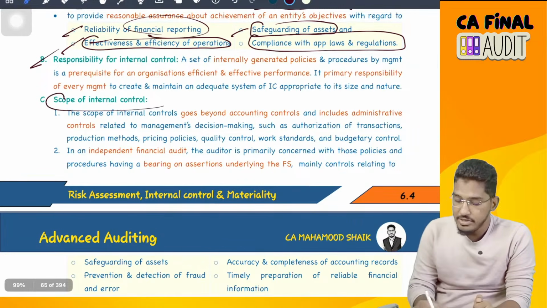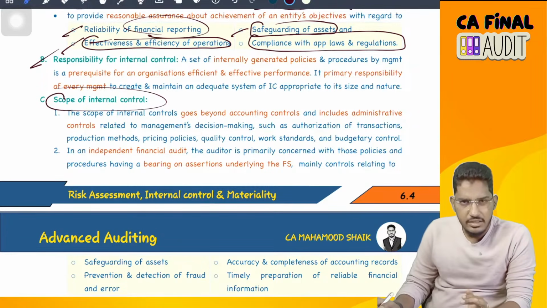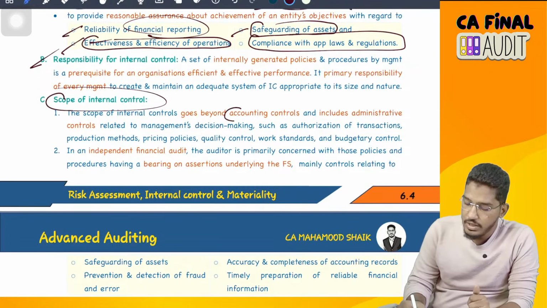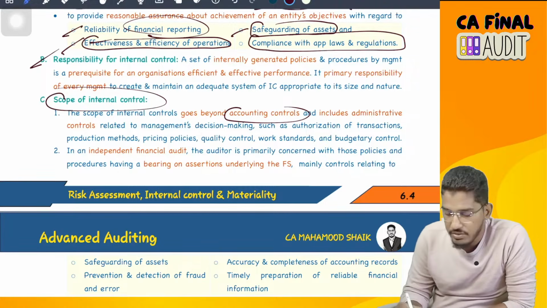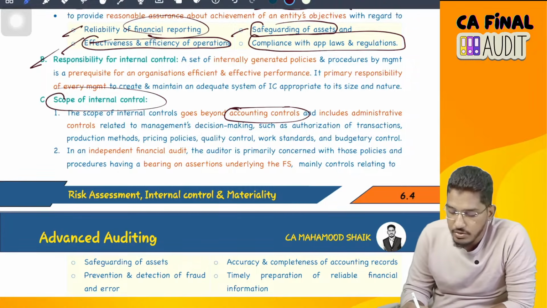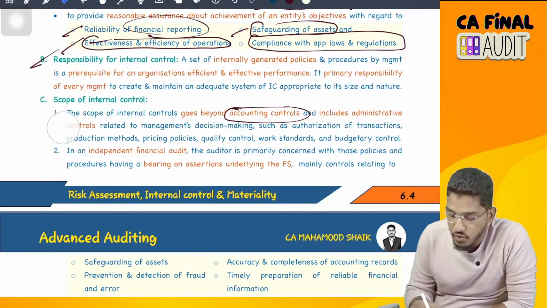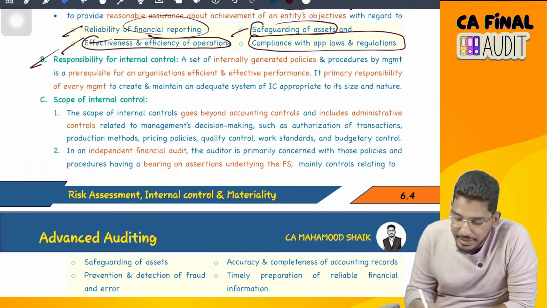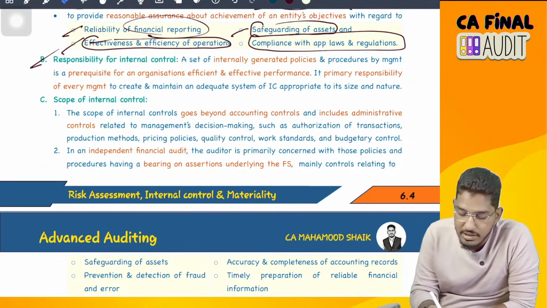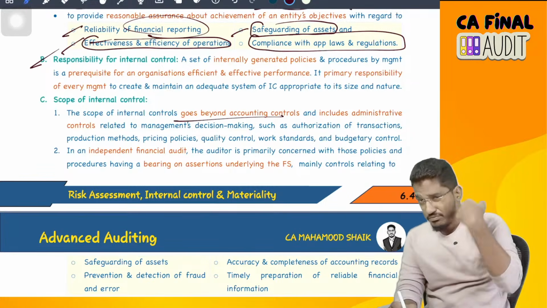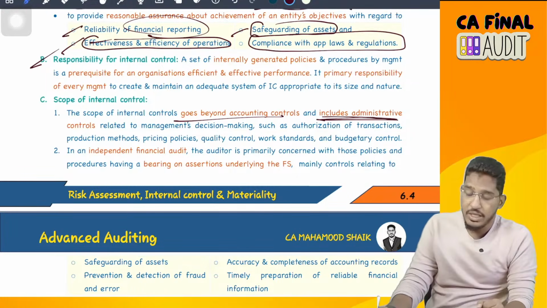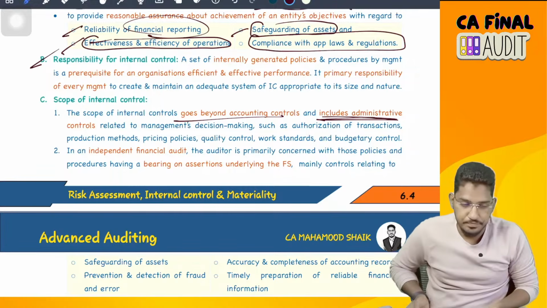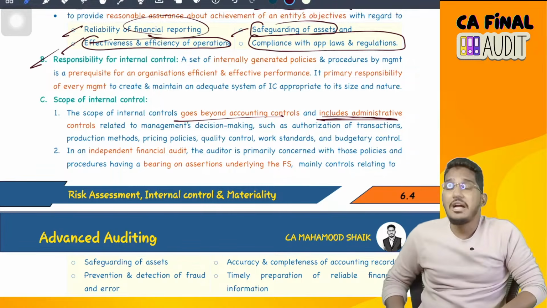And as I have told, when I say internal control, those are not the controls only relating to accounting. Internal controls don't include only the controls relating to accounting. It also includes, as you could see the statement here, the scope of internal control goes beyond accounting control. They are not just restricted to accounting matters. They go beyond accounting controls, and they also include administrative controls. They also include what? Administrative controls.